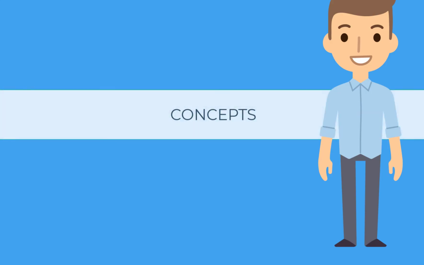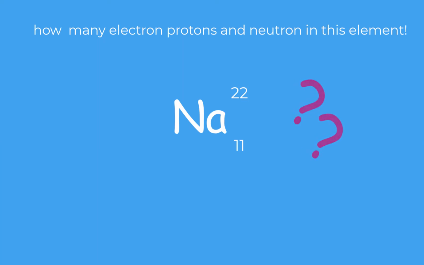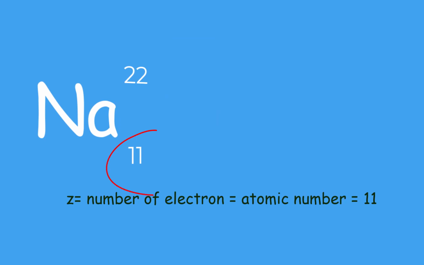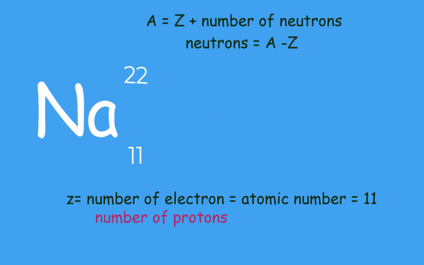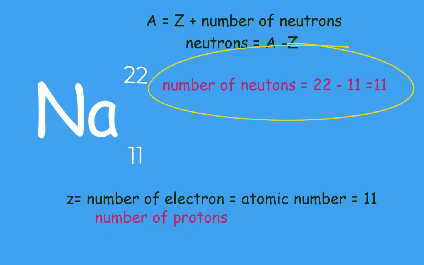How many electrons, protons, and neutrons are in natrium? Here we have natrium with atomic number 11 and mass number 22. Z, the atomic number, is the number of electrons, and it is also equal to the number of protons, which is 11. And A, the mass number, gives the number of neutrons: we calculate 22 minus 11, and the result is 11 neutrons.